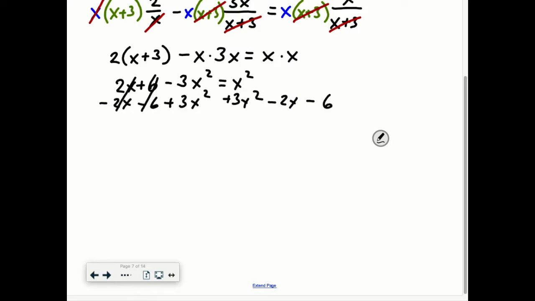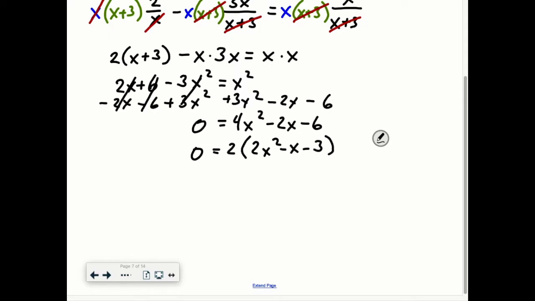That cancels, that cancels, that cancels. I get 0. This is going to be 4x squared minus 2x minus 6. Let's solve this one out. First, I'm going to take a GCF. Then I'm going to do grouping. I'm going to save a little bit of time. I did the grouping earlier. I'm just writing it out.